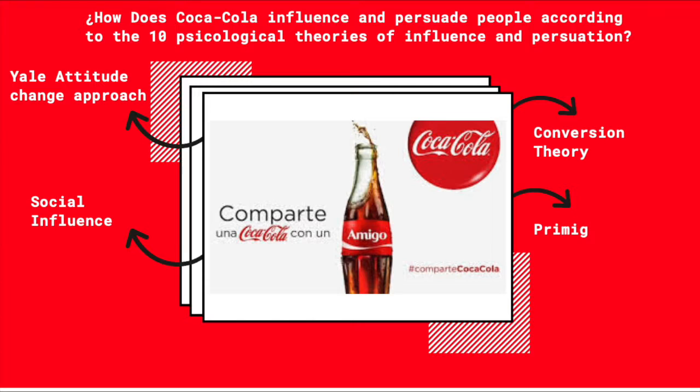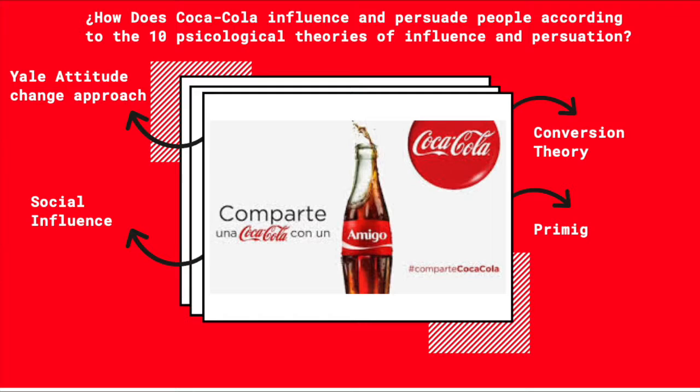The second theory with which we can define the promotion done by Coca-Cola is social influence. In this one we can see how, throughout time, Coca-Cola has always tried to establish a strong relationship with its clients. In this publicity it is shown that including the word friend is a method to persuade through a close relationship. This is one of the theories that Coca-Cola uses the most, and is one of the reasons why Coca-Cola is one of the most known brands around the world.